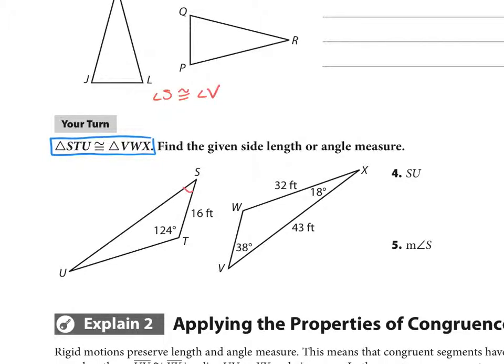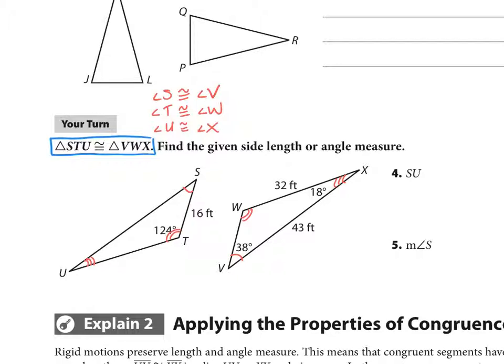I'm going to mark that on my picture. So you'll see angle S and angle V. I marked that with just one little arc. Angle T is congruent to angle W because those are both the second letter. So I'll mark that with two arcs, T and W. And lastly, angle U is congruent to angle X. Those are both the third letter, and you'll see me mark those with three arcs. Those are just the corresponding angles. Each triangle has three angles.